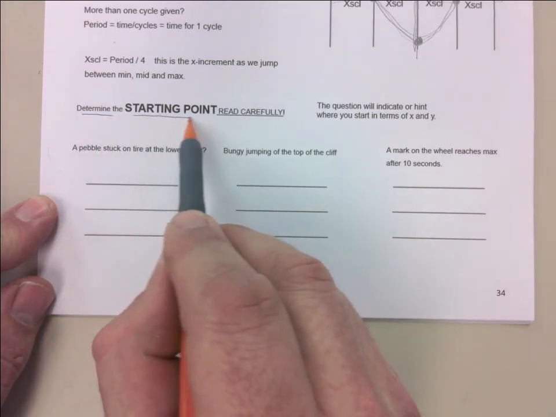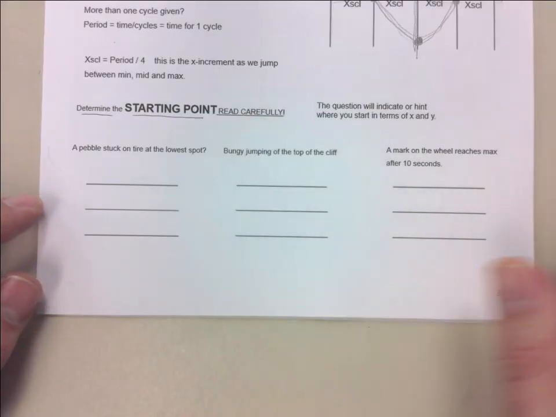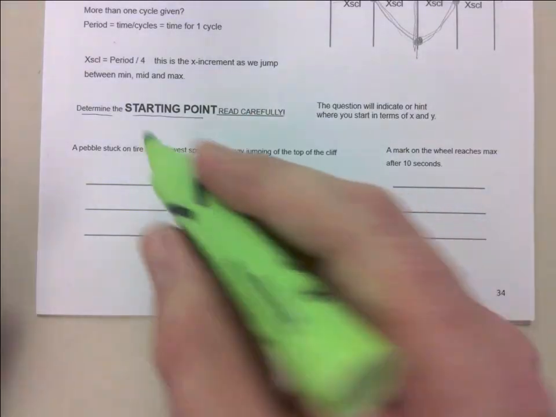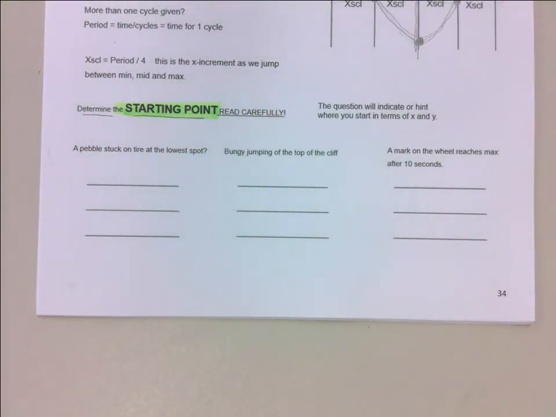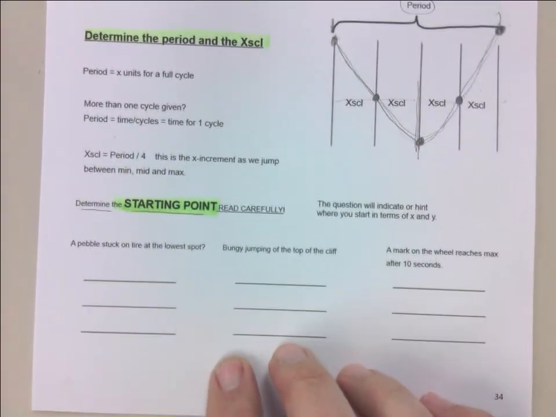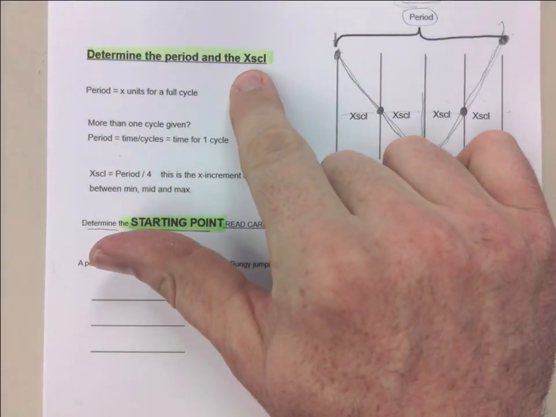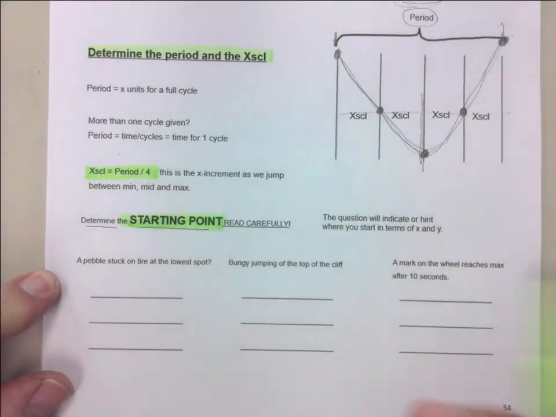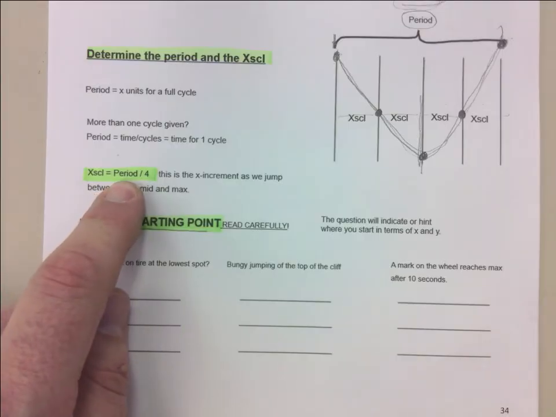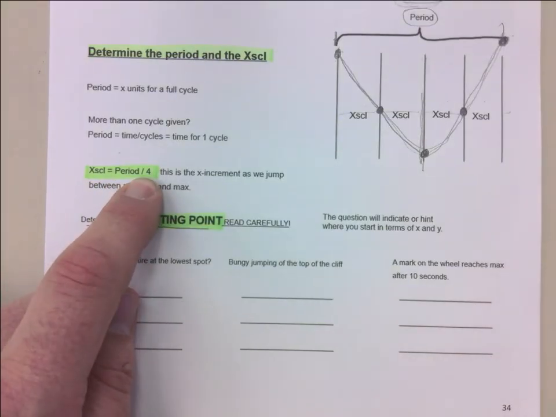Determine the starting point, and then read carefully. This is step number 3. I'll say it one more time. Figure out your Yscl. Figure out your Xscl. How are we going to do that? We go period divided by 4. Can you highlight this? This is basically what I mean by Xscl. We take the period, we divide it by 4.